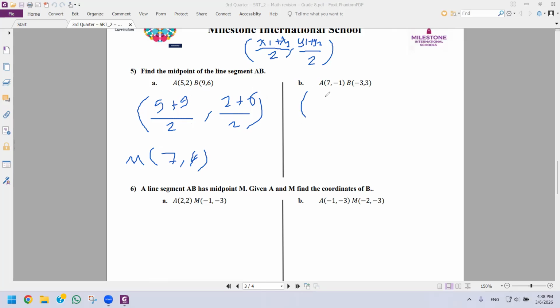Second one, we do the same thing. 7. Here we have plus and then minus 3. Directly, you can make it minus 3 over 2. And then minus 1 plus 3 over 2.